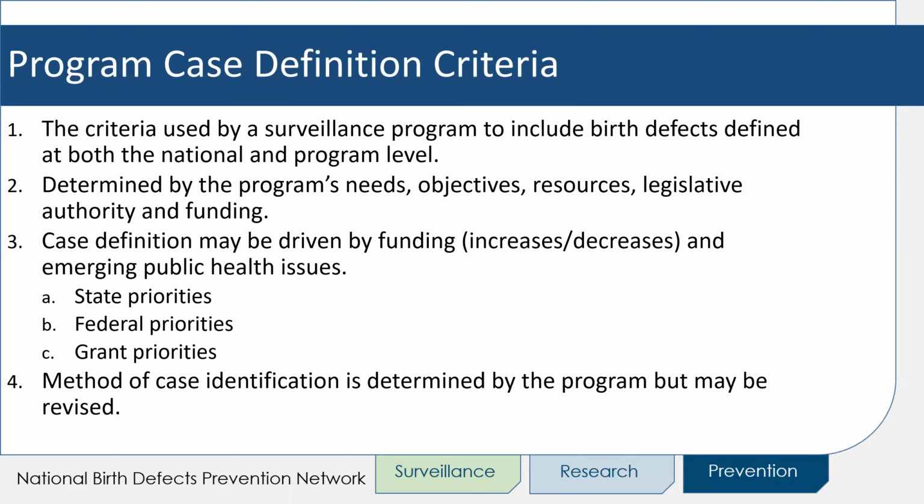Another recent emerging public health issue was the opioid epidemic and its effect on neonatal abstinence syndrome. Prior to that, there had been a renewed interest in screening for critical congenital heart defects. Keep in mind that emerging public health issues may affect state or federal priorities. Grant priorities can also change the case definition.